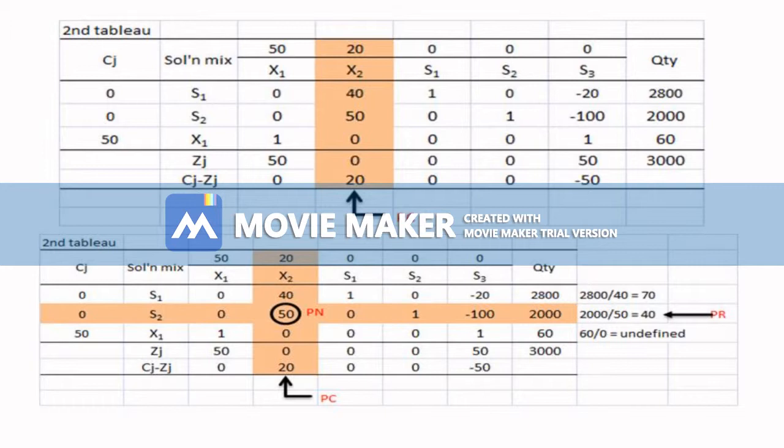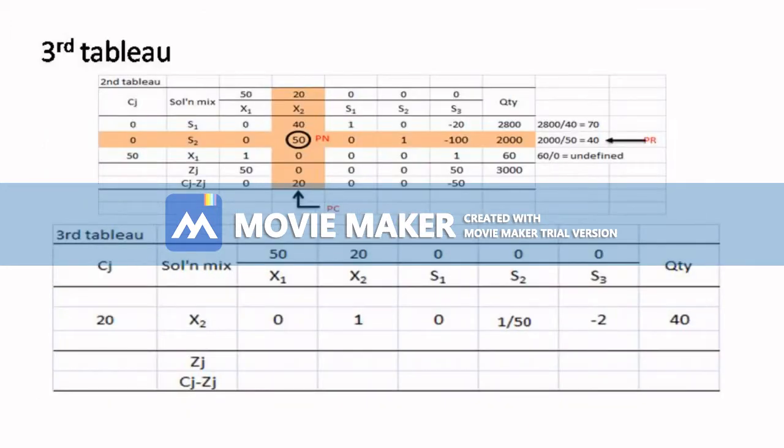So from this tableau, we still have to go to the third tableau since all the numbers in our Cj minus Zj row are not yet negative or 0. So for the third tableau, we have a new variable that entered the solution mix. It is x2 with a Cj of 20. And for the remaining values for that pivot row, we simply divide every number in the row by the pivot number. So for example, we have here 0 divided by 50, which is 0, 50 divided by 50, which is 1, 0 divided by 50, which is 0, and so on.